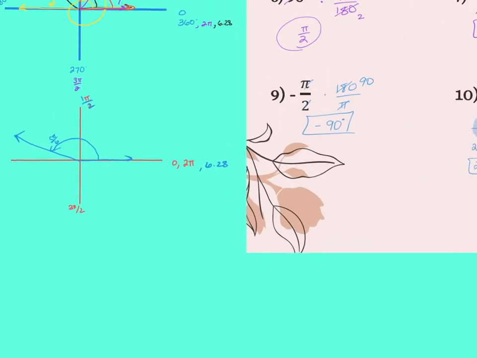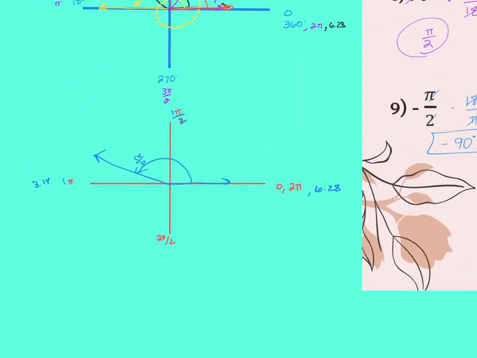Number 8, 3 pi over 4. So is 3 pi over 4, or 3/4, in between 0 and a half, or is it in between a half and 1? Yep. So that one's in here, and it's halfway. 3 pi over 4. Number 9, negative pi over 2. What happens when it's negative? We go the other way, and if it's negative a half, where is it? Good, it's at the bottom.